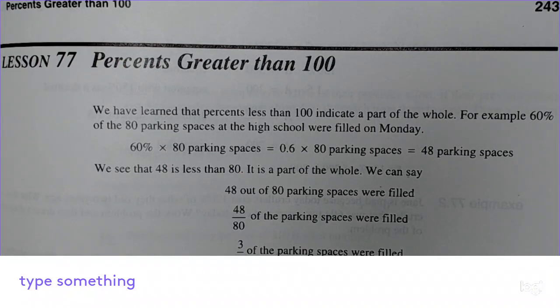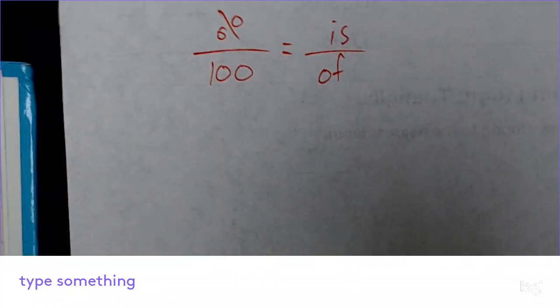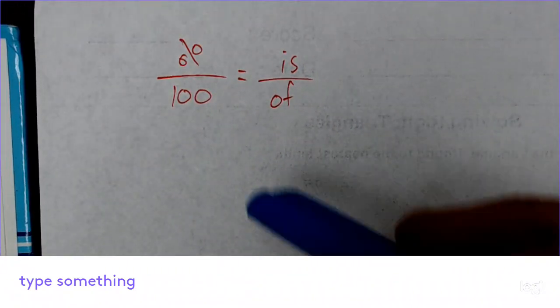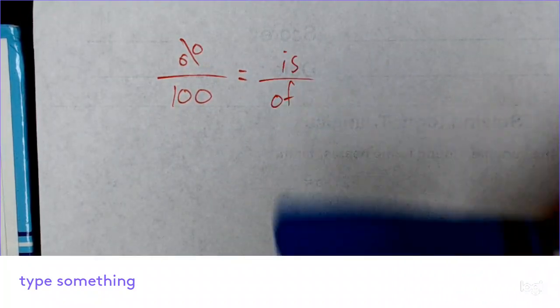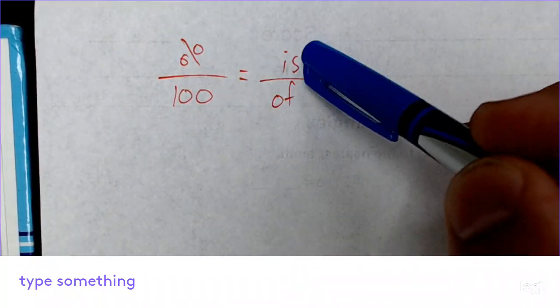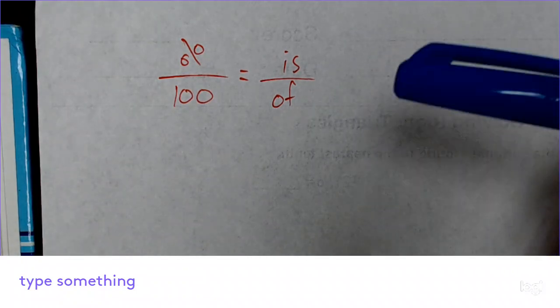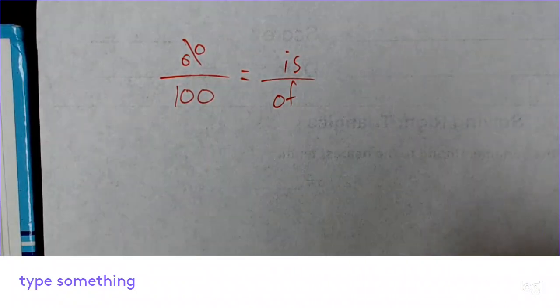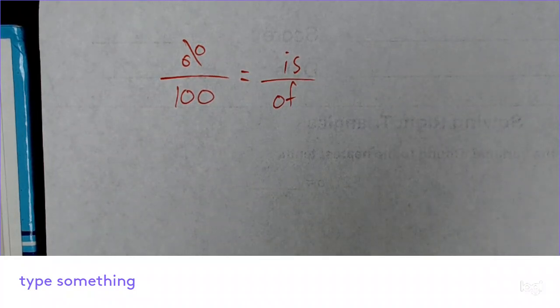So, again, this is our base proportion that we need to memorize, which is percent over 100 equals is over of. If we can fill in 3 of these 4 numbers, then we can find the answer. And again, this number will always be 100 because percent means out of 100. Now, let's go to an example.